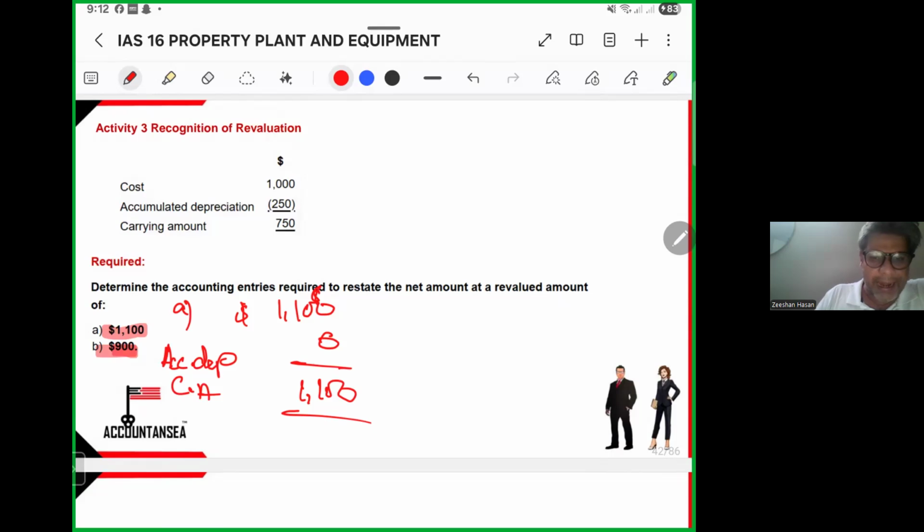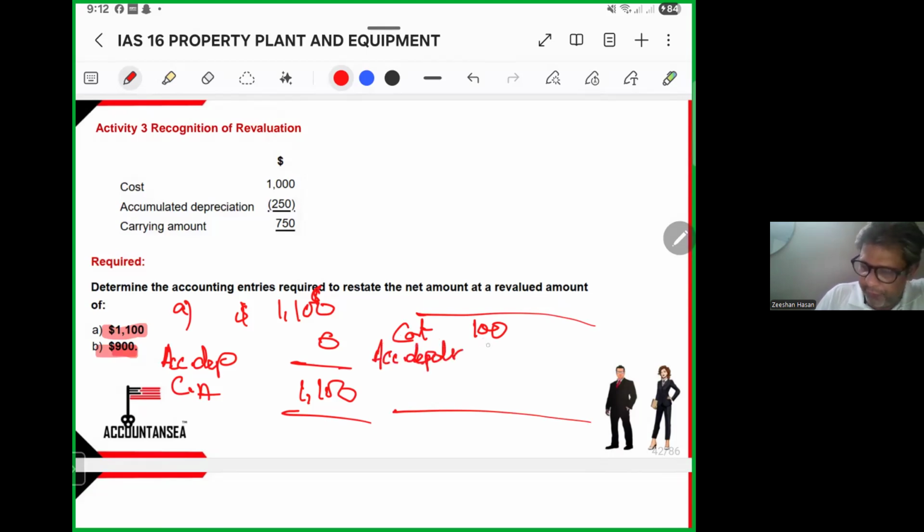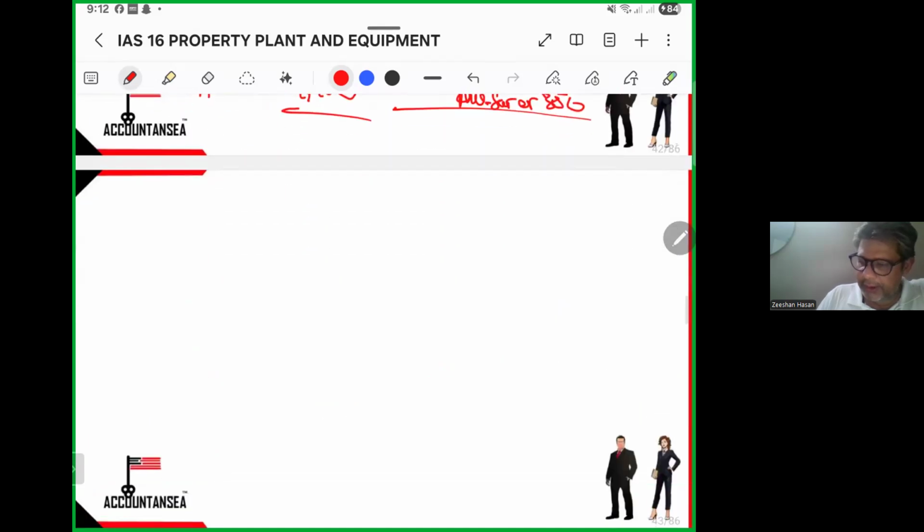For this, our entry will be: cost of the asset increasing by 100, from 1000 to 1100, right? Accumulated depreciation, we have to write it off. We have to eliminate the accumulated depreciation, so it will be debited by 250. And how much will go to the revaluation surplus? So revaluation surplus will be credited by 350. So far, so good.